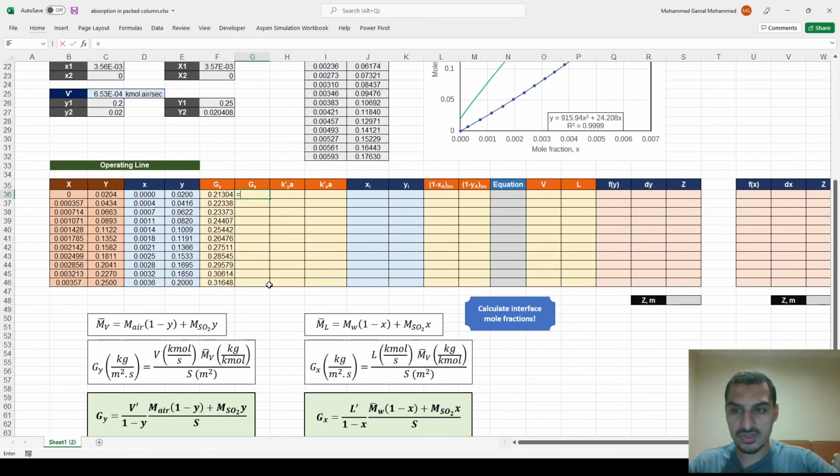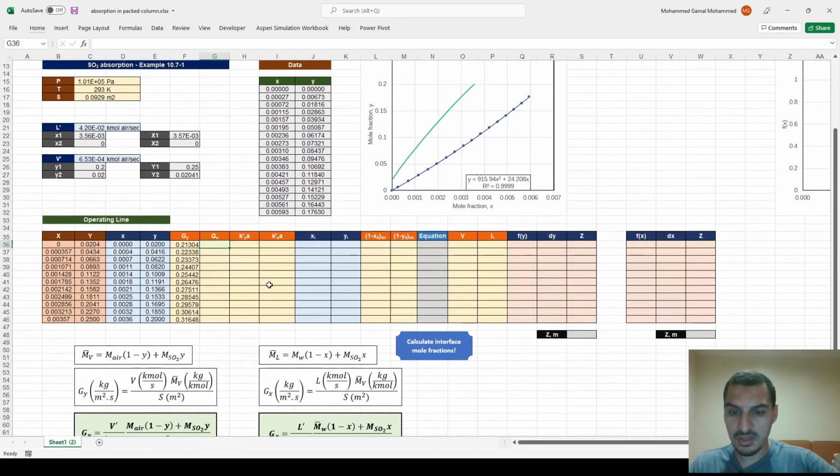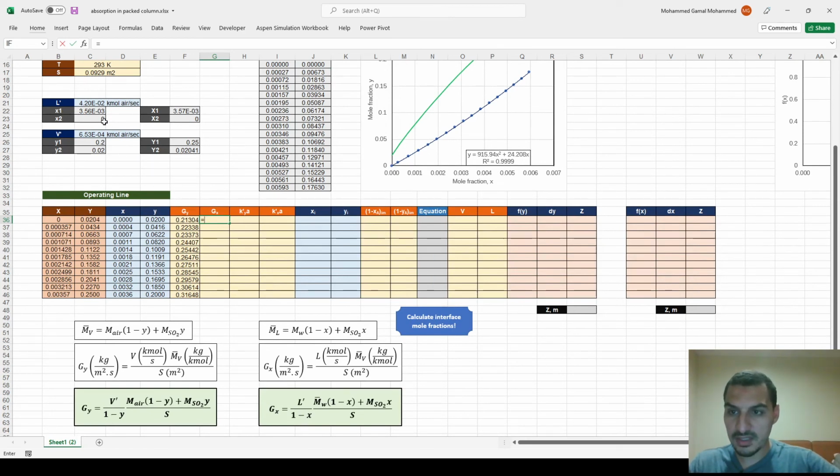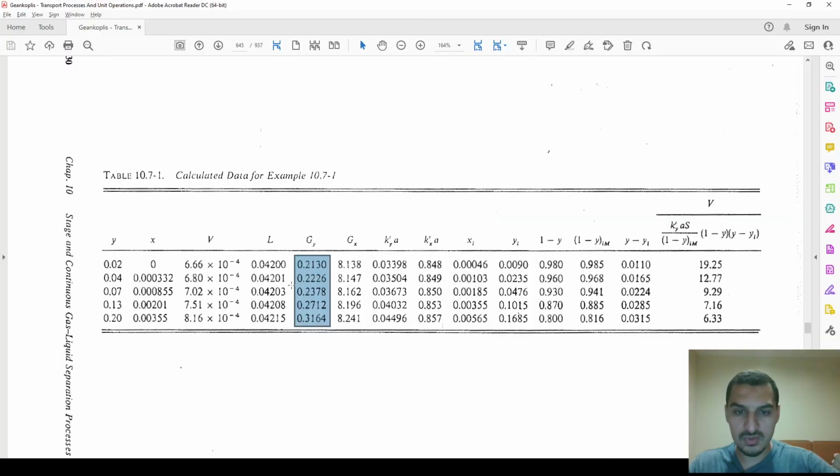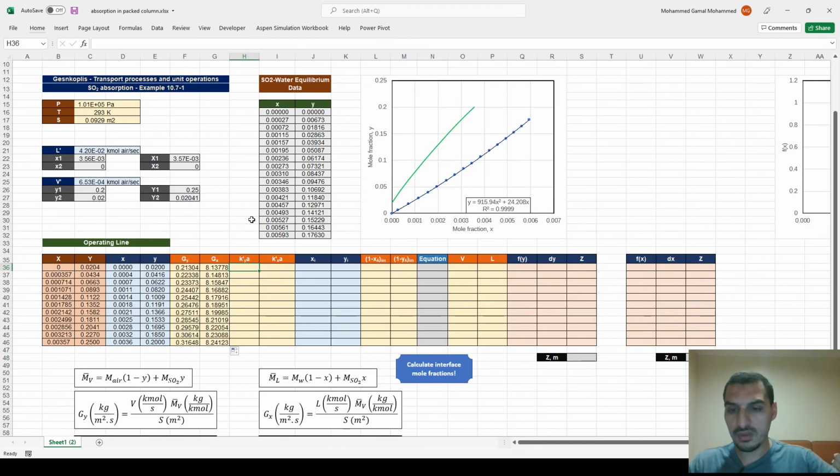I'm going to use this equation, and maybe I need to zoom out a little bit so that I can see both. Okay, so this is L dash, and click on F4, divided by 1 minus X, multiplied by the molecular weight of water, which is 18, multiplied by 1 minus X, plus 64.1, which is the molecular weight of SO2, multiplied by X, and this is all divided by S, and click on F4. So this is 8.1377 and 8.24. Yeah, it's almost the same as well in this case. So we're going well with what he's doing in the textbook.